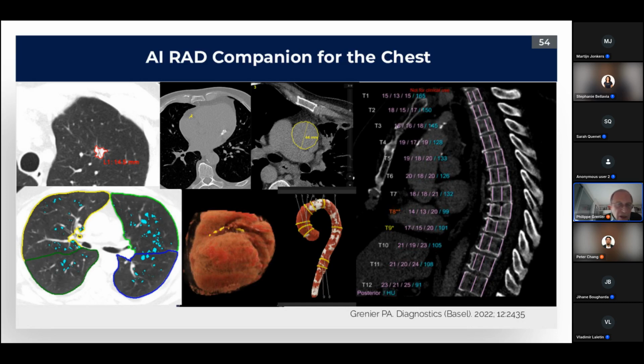Automatically in the PACS, you have all these results: detection and measurement of the nodules, emphysema, coronary calcifications, aneurysm of the aorta, extent of calcification of the aorta, the measurement of the height of the vertebral body, and osteoporosis by measurement of the bone density.